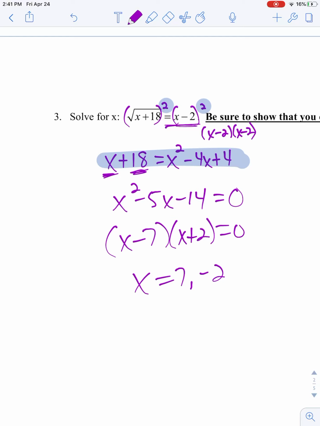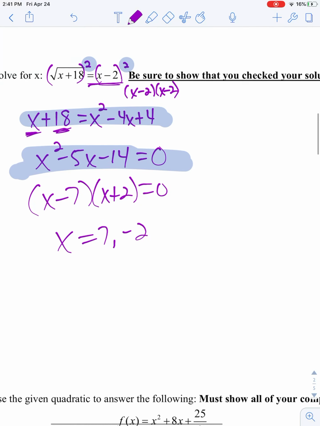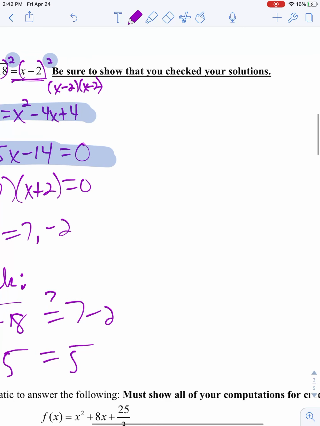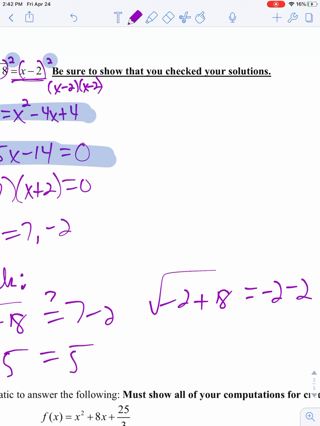And then remember, you have to check your answers. This is the one that's going to have one that doesn't work. Most of the time it's going to be the negative, but not for sure. So you just want to plug it in. So you're going to check. You're going to get the square root of 7 plus 18. Does that equal 7 minus 2? Yes, it does. Then we do the other one. -2 plus 18. Does that equal -2 minus -2? So this ends up to be 4, because it's the square root of 16, and this is -4.